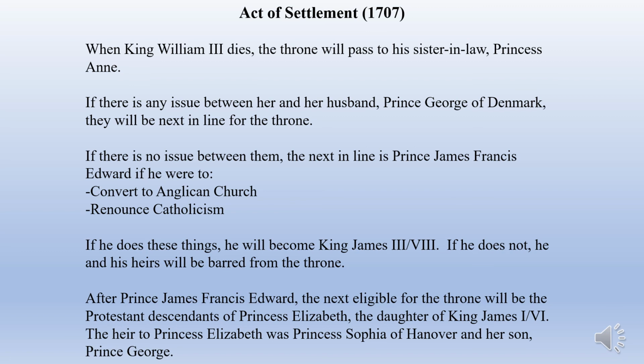He's now a teenager at this point. In order to inherit the throne, though, he'll have to convert to the Anglican Church and renounce Catholicism. And if he does these things, when Anne is dead, if she does not have any children, he will become King James III and VIII of England and Scotland. But if he does not, him and his heirs will be barred from the throne forever.